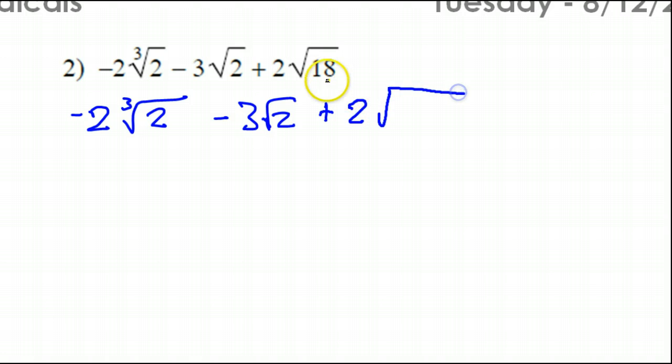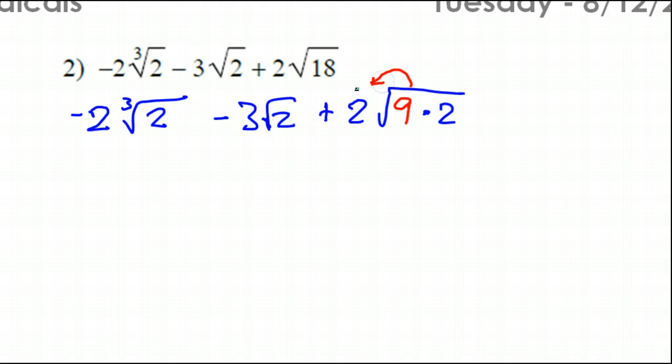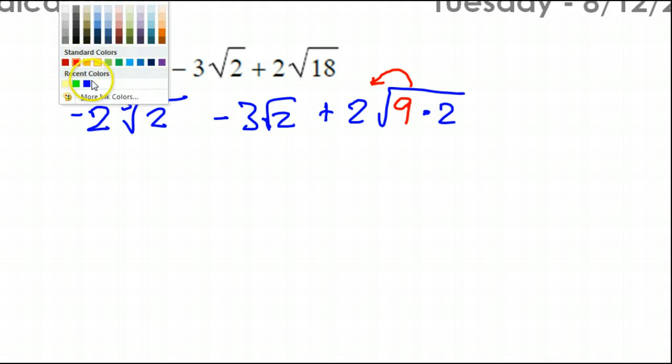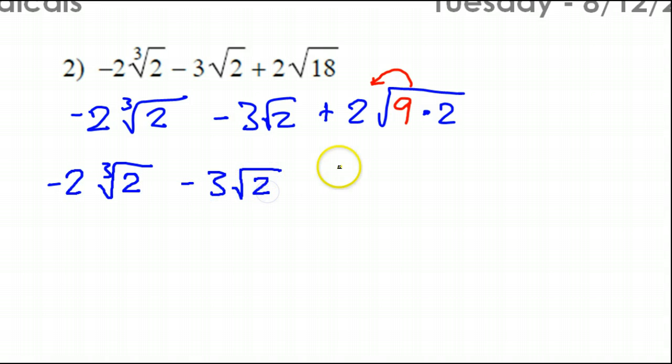That means I can rewrite 18 as 9 times 2. I'm going to put the 9 first because that's the perfect square which will be simplified. Once we simplify it, it's going to come outside of the radical. So everything in blue, I'm just going to copy as it is. I've got negative 2 cube roots of 2, negative 3 square roots of 2, and positive 2. Now, the square root of 9 is 3, so that's going to come out of the radical and multiply.